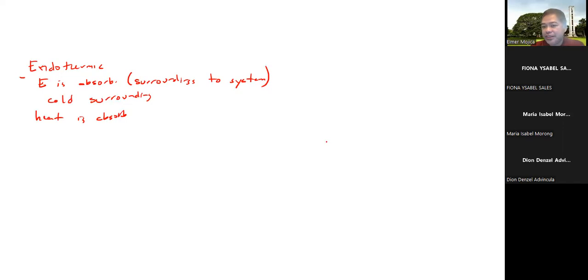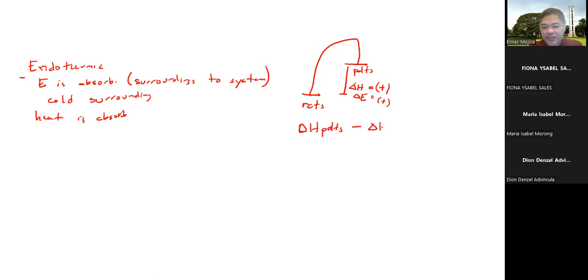In terms of chemical energy, how does the energy profile look here? Is it like this? This is the reactants, and this is the products, right? So that means the difference here is positive, in terms of delta H or energy, because the energy or enthalpy of the products is higher than the energy of the reactants. So your delta H is positive.